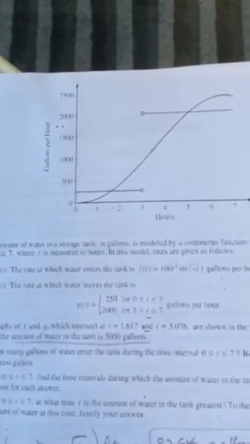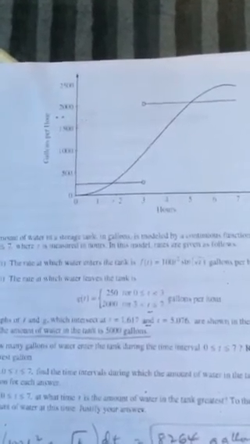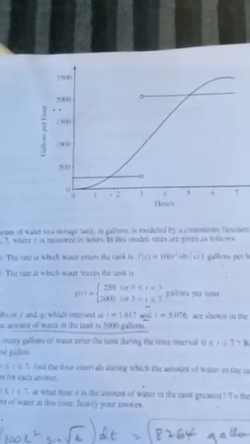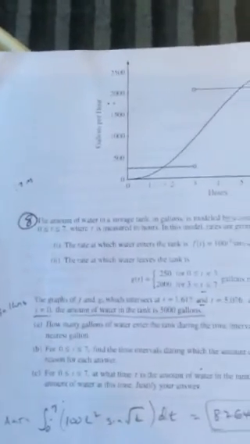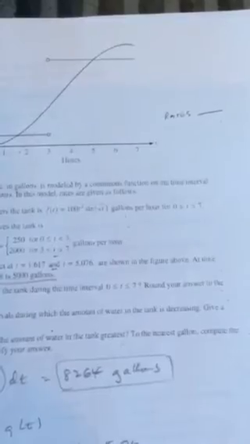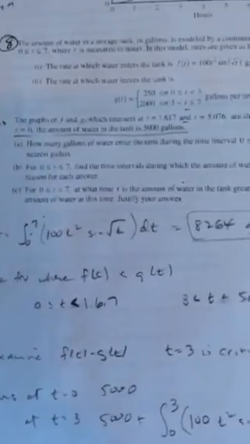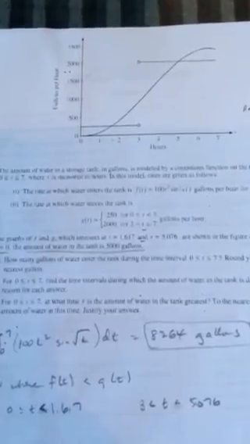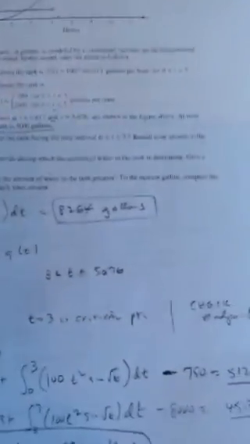Again, look at this. It's an in and an out problem. And again, pretty simple. The out, 250 for the first 3 hours, and then 2,000. So when they ask, find the time intervals in B during which the amount of water in the tank is decreasing, and give a reason for each answer, you got to look for where f of t is less than g of t, which occurs there in the beginning and also later on.